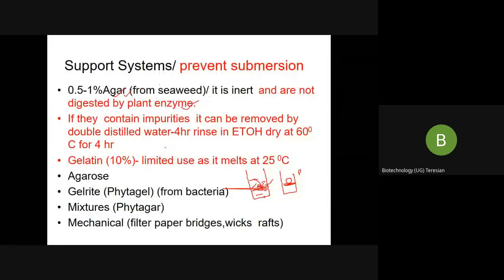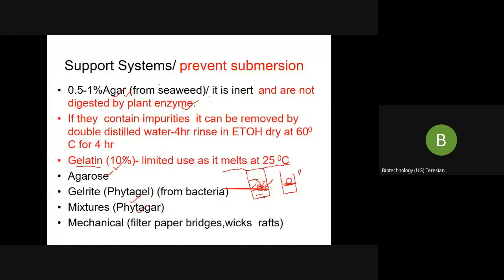Apart from agar, you can use another solidifying agent, which is gelatin, which is used at a concentration of 10%, but this is of limited use because it starts melting at 25 degrees. So at 25 degrees itself, if it starts melting, is it a gelling agent or is it a solidifying agent? No. So it has a limited use. Apart from gelatin, we can use agarose, we can use alginate, and we can use phytogel, phyta-agar.